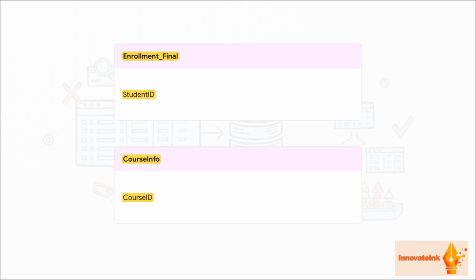This kind of roundabout dependency can still cause those anomalies we talked about earlier. And you guessed it, the solution is decomposition again. We break it apart, we create a course info table, where course ID is the key, and it directly determines all the course details. Our main enrollment table is now beautifully simple. It has one job and one job only, to connect a student to a course. Every single piece of information now lives in exactly one place, determined only by its direct key. This is the heart and soul of normalization.